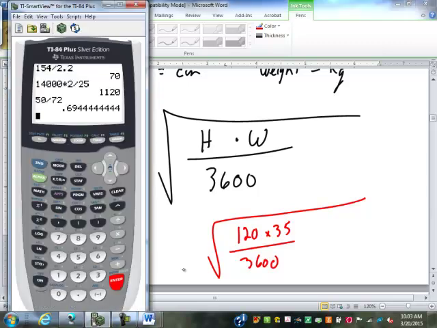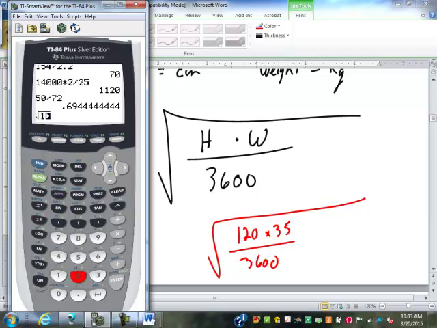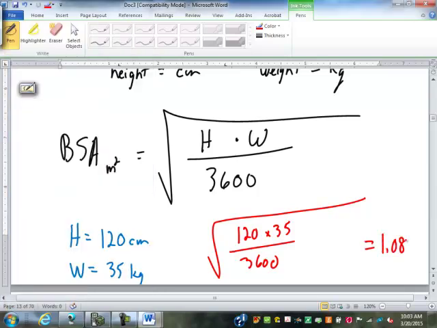Now depending on your calculator, I'm looking around the room, it looks like most of you have calculators that are two-line displays, so you can enter this all at once. You would hit second square root to get the square root symbol in there. And then you would just type 120 times 35 divided by 3,600. Hit equal. Many of you, by the way, will have to close parentheses at the end of that before you hit equals. I'm getting 1.08 square meters.